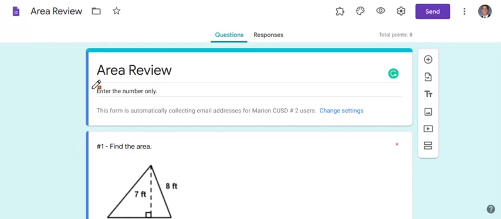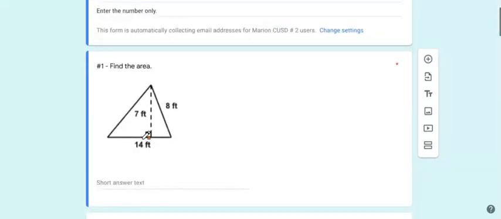Okay, here in the area review, let's first find the area of this triangle. From one vertex to the opposite side that forms a right angle, remember that as our height. So 7 would be the height, 14 is the base.